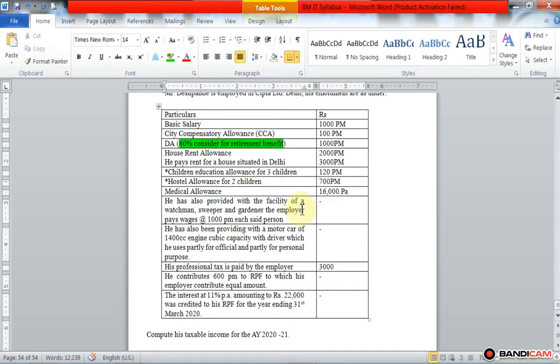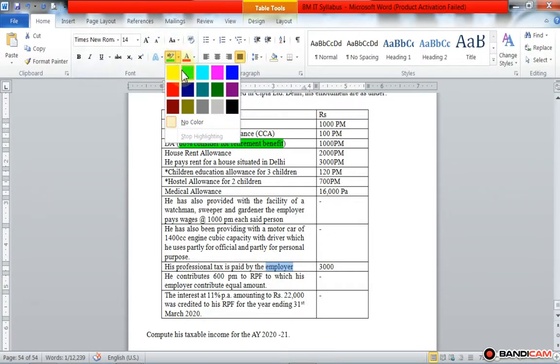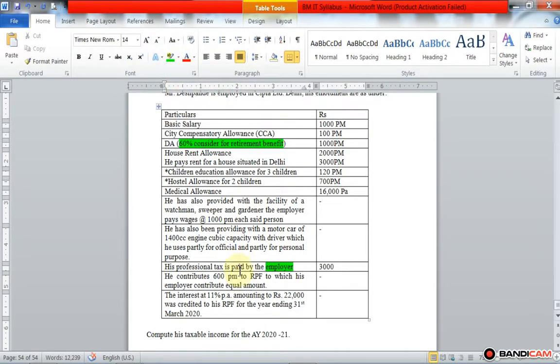Then next, his professional tax of 3000 is paid by the employer. So the tax treatment for professional tax is very important. If the employer pays the professional tax of the employee, then we add this professional tax in gross salary and then deduct it as a deduction under section 16 subsection 3.